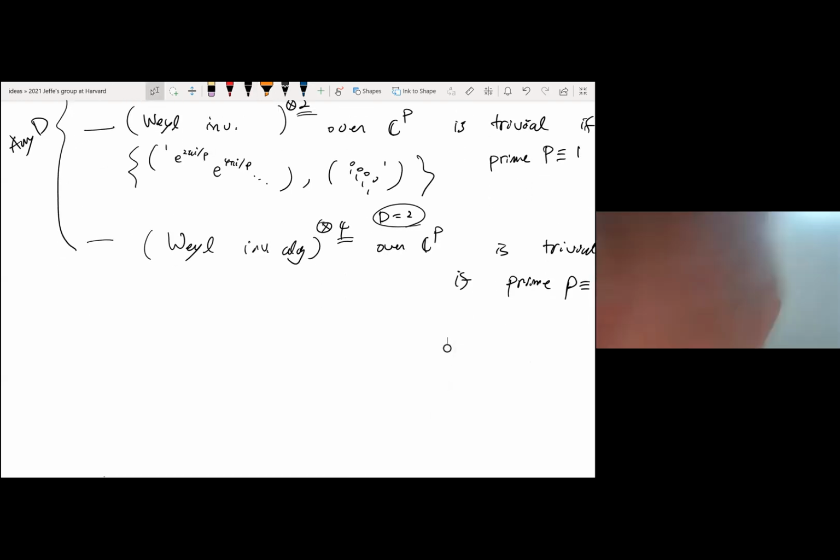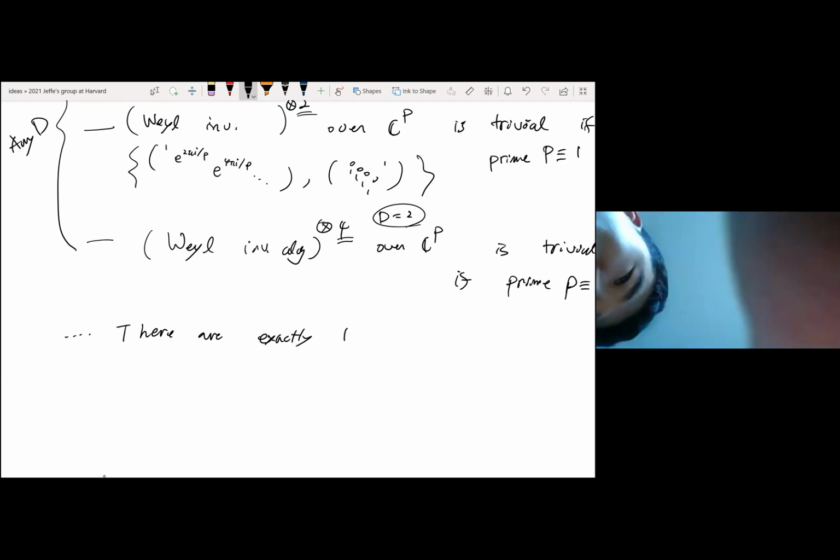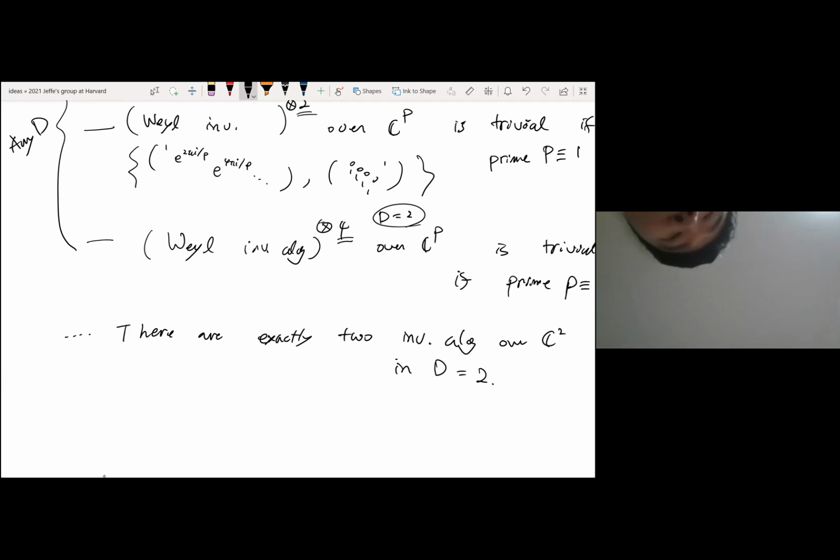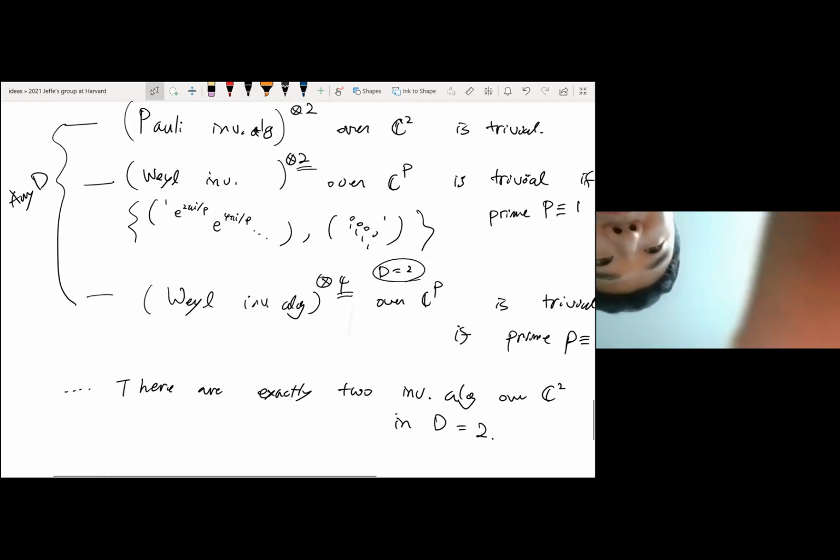And one theorem that I'm about to publish is that there are exactly 2 invertible algebras over C2 in d equals 2, up to, of course, the equivalence relation given by quantum circuits. So yeah, this is the content I wanted to deliver.